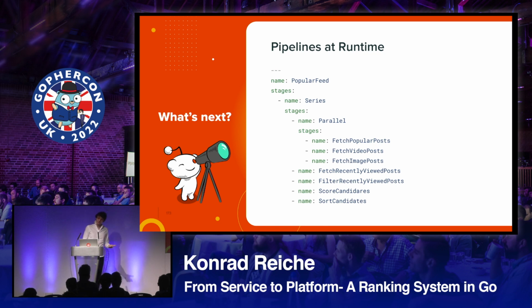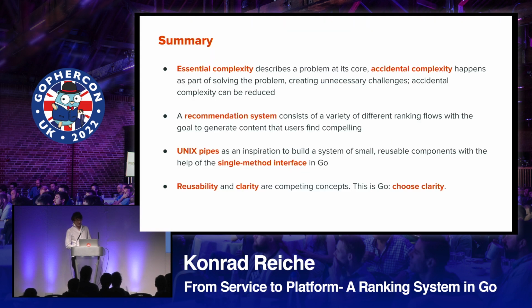Okay, let's summarize. What did we learn? Because I will quiz you about this in the next break. Not even joking. We have learned about essential and accidental complexity. Essential complexity is the actual problem we're trying to solve. Accidental complexity is just life, but we can improve it.